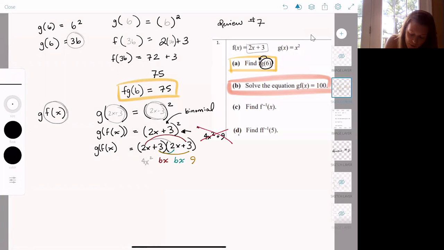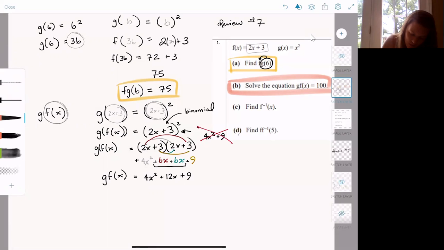So each time I was multiplying positive times positive, that gives me a positive 4x squared, positive, positive, and positive, that gives me positive here, positive, positive, that gives me positive here, and positive, positive, that's also positive. So now I need to combine. These two are the only ones I can combine. So it gives me 4x squared plus 12x plus 9 is g of f of x. Okay, so that is the answer to part B.